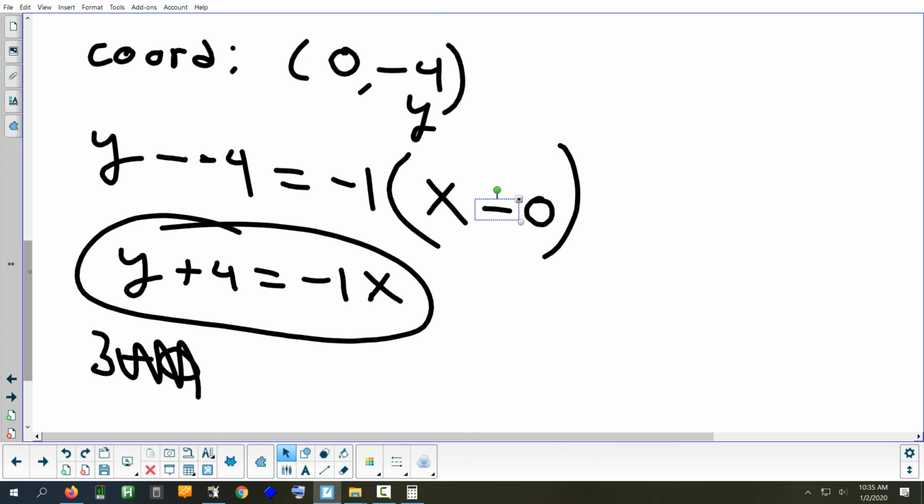Any question on that? That's it. So that's how you find an equation perpendicular to another equation.